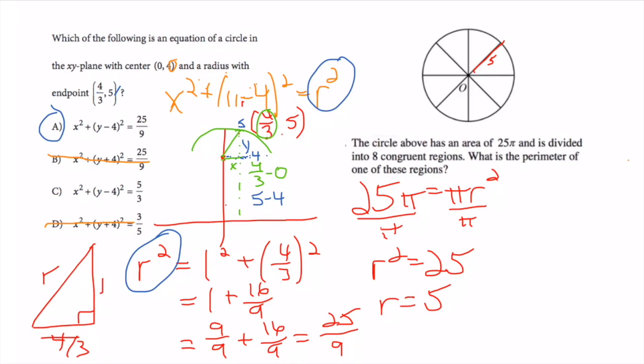Okay, so I want to find the perimeter of these regions. The perimeter of a circle, we don't call it perimeter, we call it circumference. Okay, so now what I want to do is find the circumference of this whole circle. Okay, circumference of a circle equals 2 pi r. Okay, so the circumference of this circle is just 10 pi.